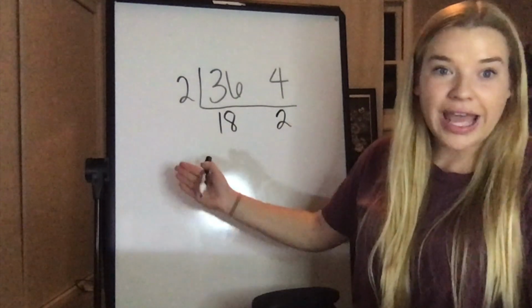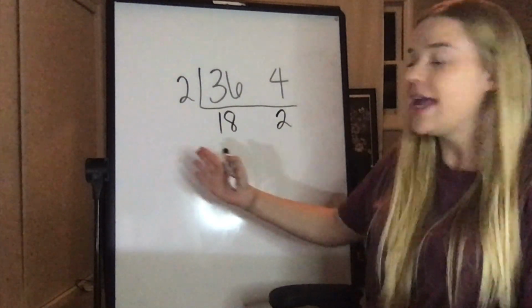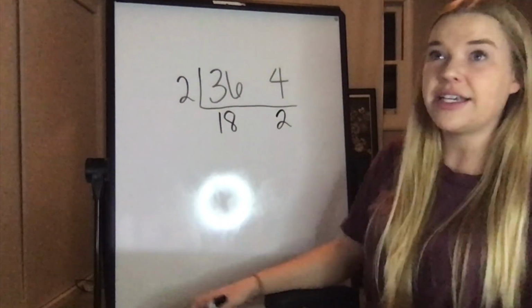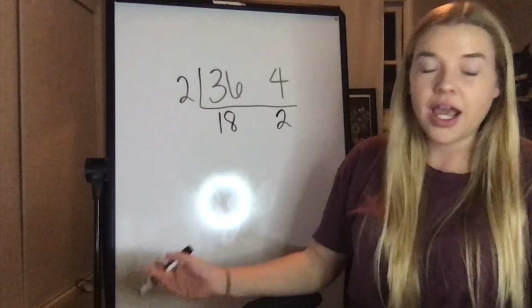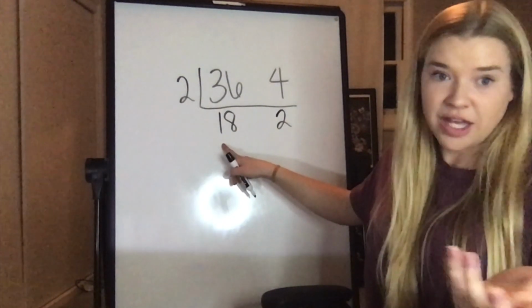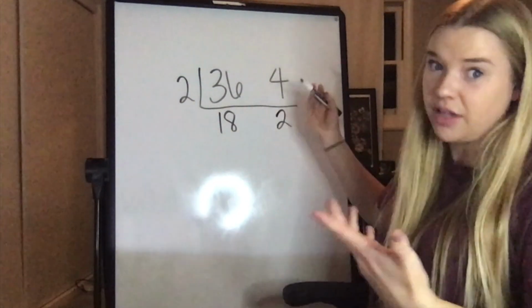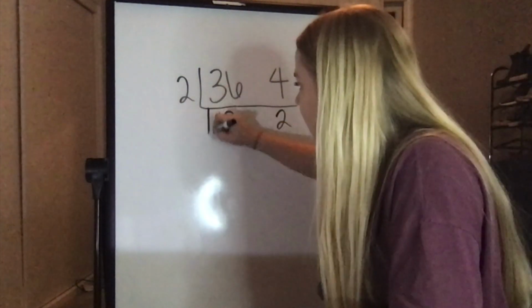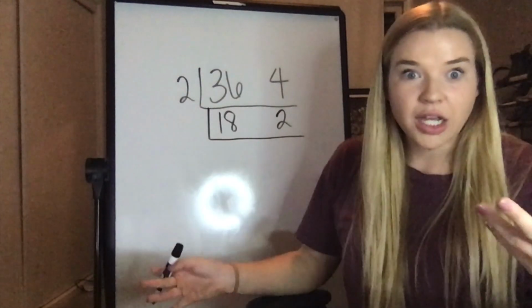Now I'm going to look at my next line. Is there any number that goes into both 18 and 2? Well, duh, 1, right? But can 2? Okay, well, 18 divided by 2, that's a whole number, right? That works. 2 divided by 2, that works. So now I'm going to add another ring to my ladder.